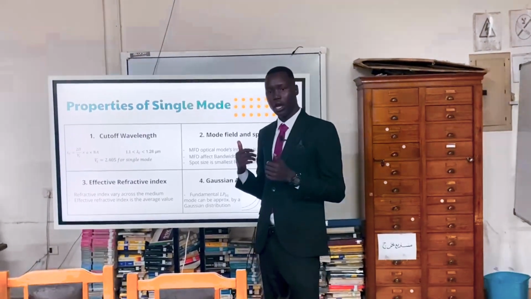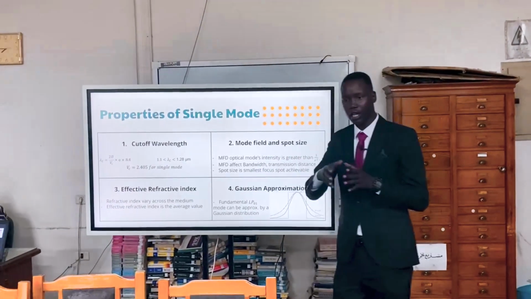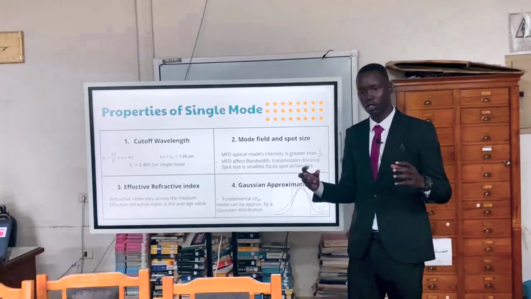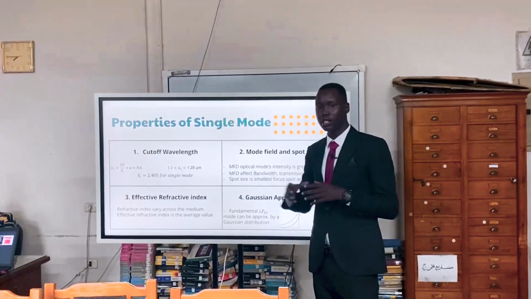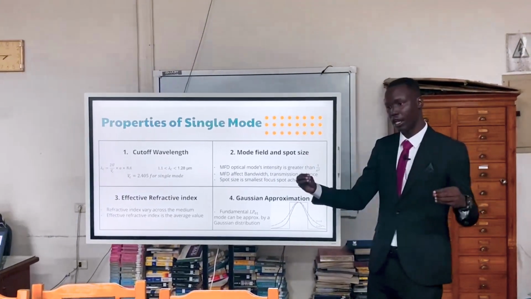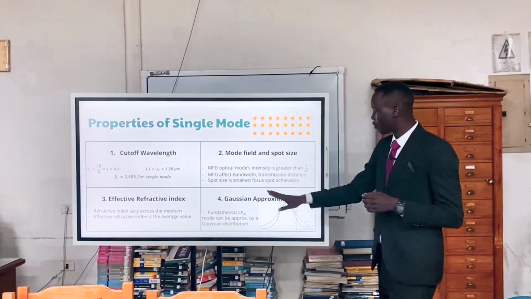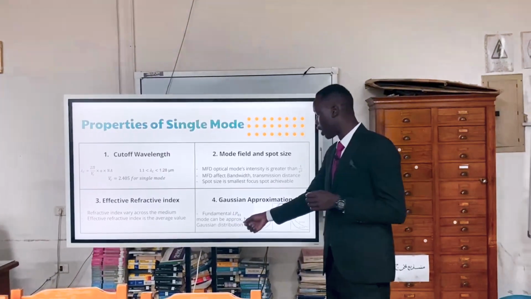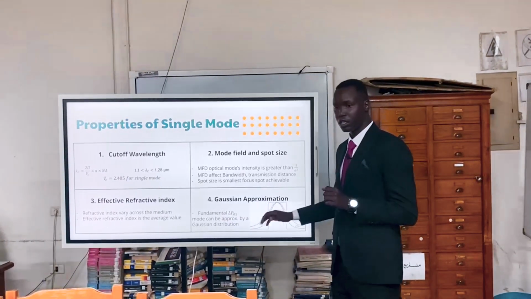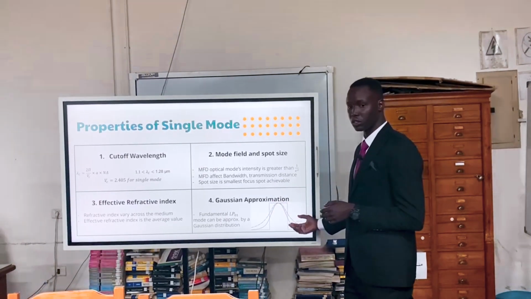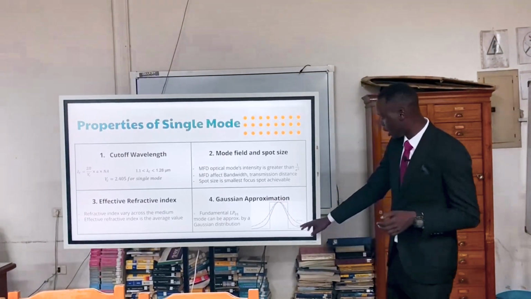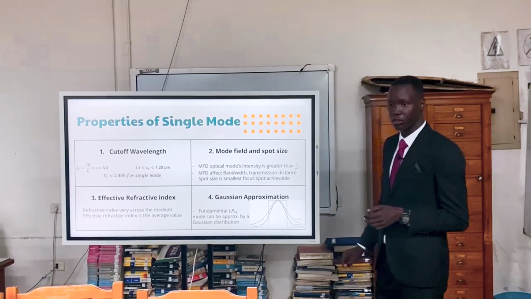We also know that in the fiber the refractive index varies. It's not constant, so we also need to look at a property like the effective index, which is the average value we can get. Now, the fundamental mode, which is the linearly polarized LP subscript 0,1, we can approximate using the Gaussian distribution. Here is our fundamental mode.